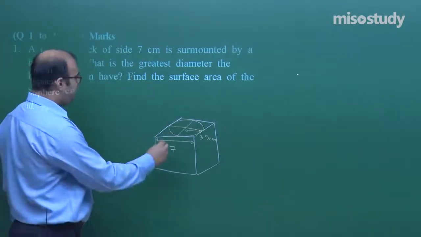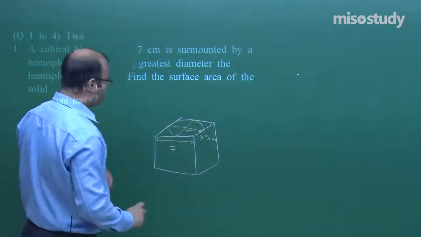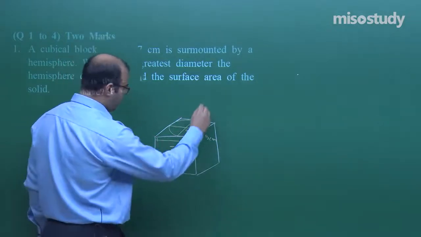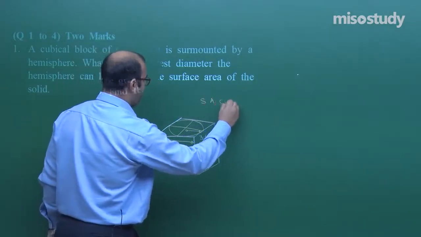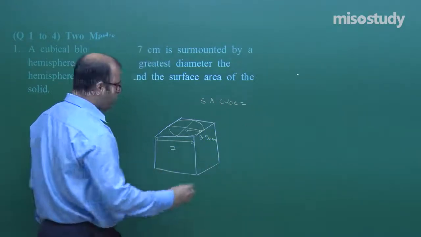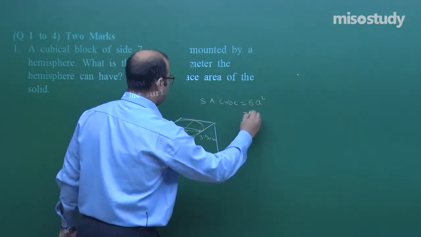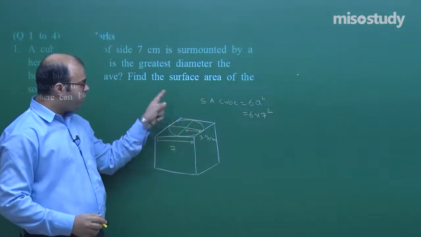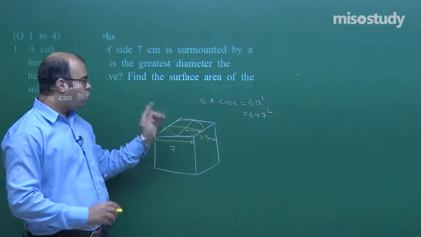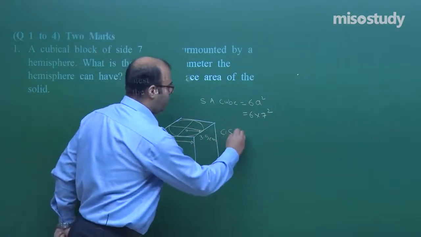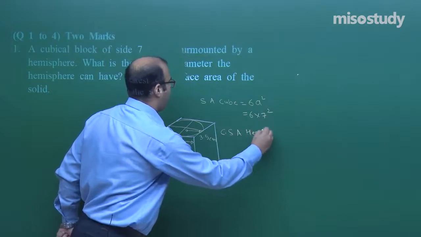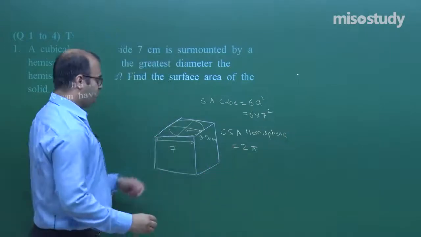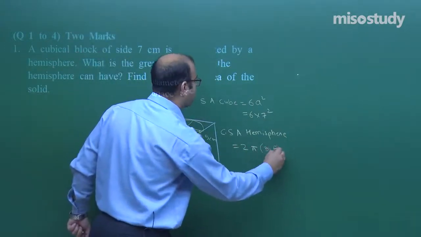Now if we want to find the surface area of the solid so obtained, first let us find the surface area of the cube. Surface area of the cube will be equal to 6a square, that is 6 into 7 square. Now what is the surface area of the hemisphere? The curved surface area of the hemisphere is equal to 2 pi r square, that is 2 pi into 3.5 square.